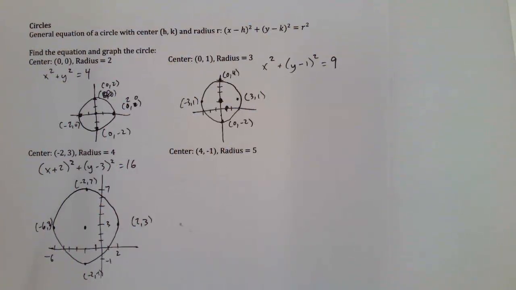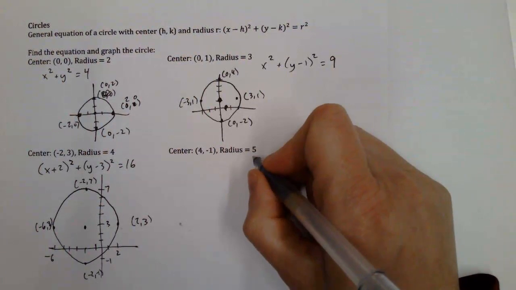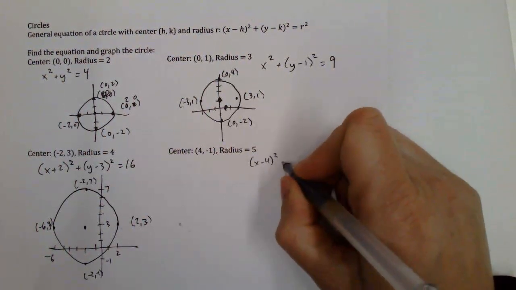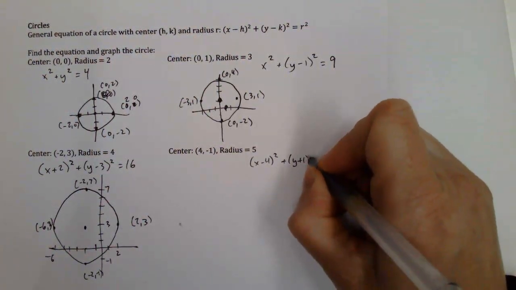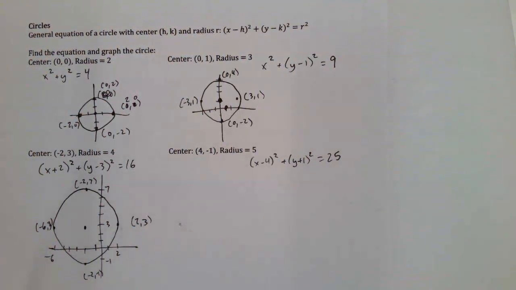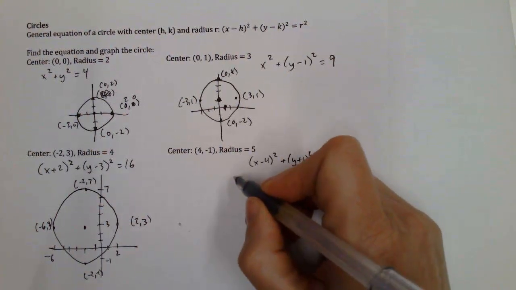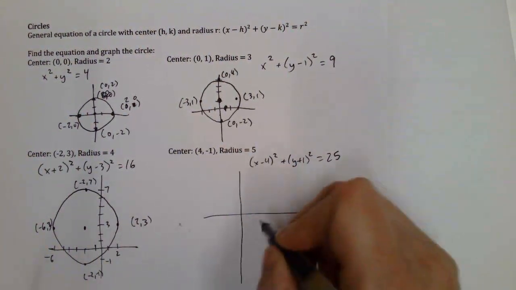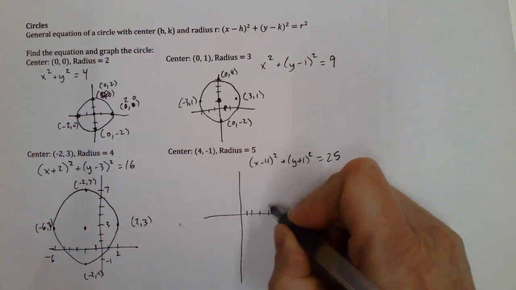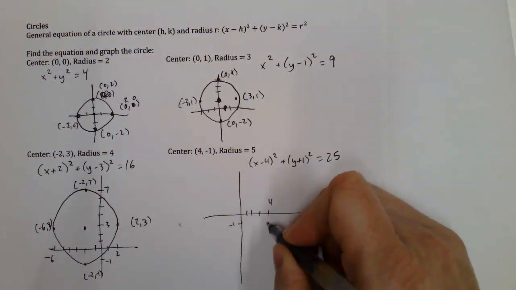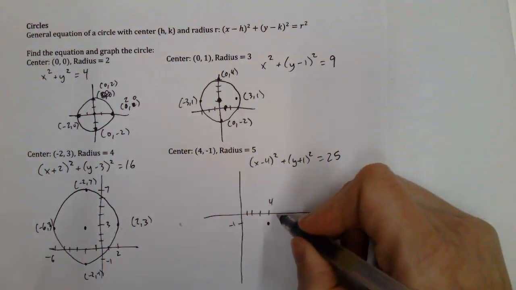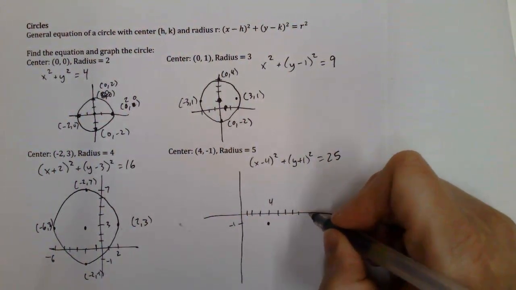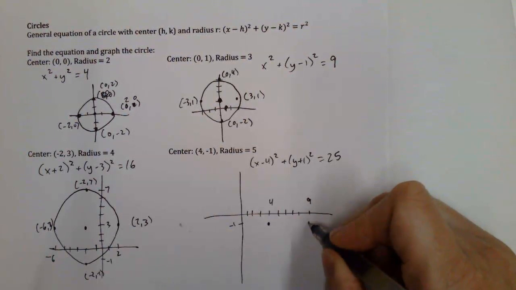And finally, I've got a center at 4, negative 1. So I'm going to get x minus 4 quantity squared plus y plus 1 quantity squared. And my radius is 5, so it'll be equal to 25. I'm going to have to draw this one a little bit smaller. So I've got 4, and then negative 1. There's my center. And then let's go 5. Let's start by going right. 1, 2, 3, 4, 5. So that's going to get me 9.